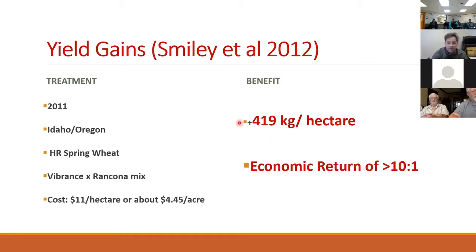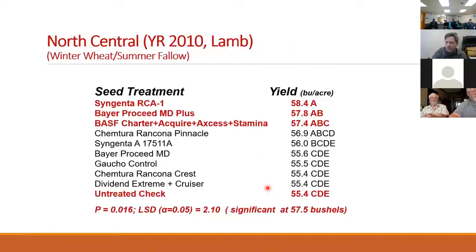What his benefit was, there's a lot of noise in that system, but statistically it was a significant yield benefit from this treatment. He gained 419 kilograms, and he estimated the economic return was 10 to 1. He got $100 per hectare extra from using a seed treatment. So just to give you an idea.